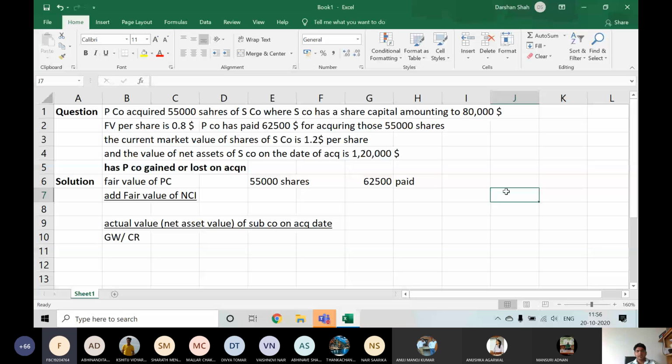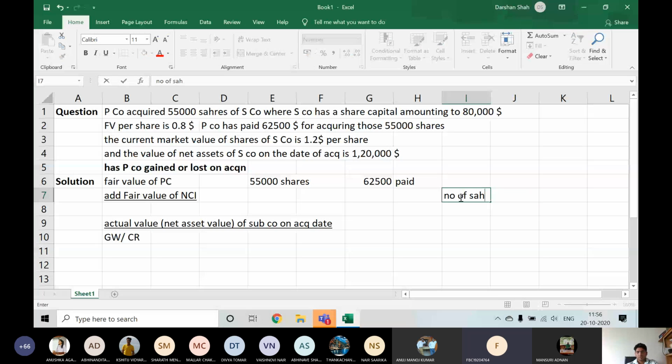Face value per share is $0.8, and that amounts to 45,000. So number of shares is what? Total number of shares will be how much? 1 lakh. Total number of shares will be 100,000. Correct. Because 100,000 into 0.8 will give me 80,000, right?